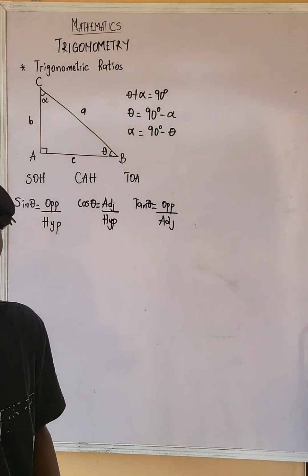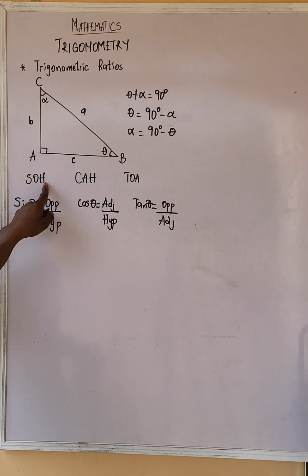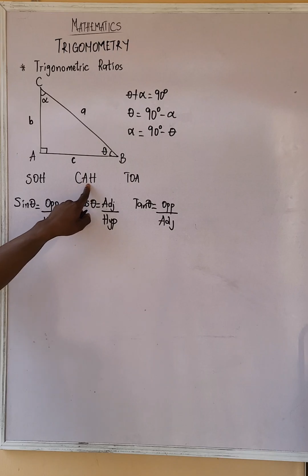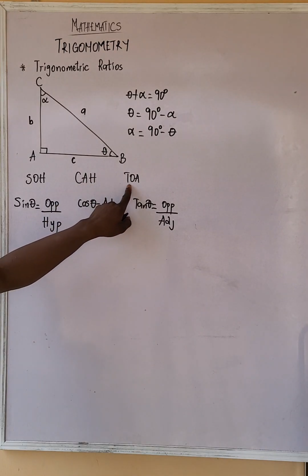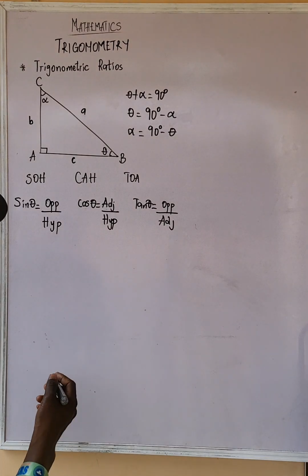Whenever you hear SOHCAHTOA, it means the sine of that angle is opposite over hypotenuse, cosine is adjacent over hypotenuse, and tan is opposite over adjacent. Do you understand? So that is that about that.